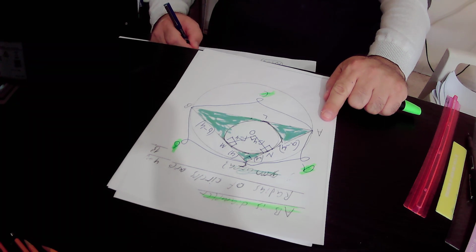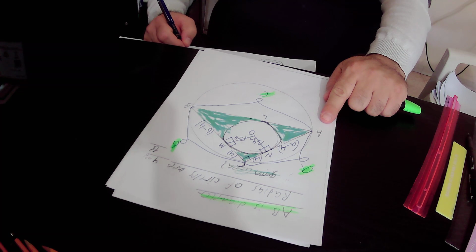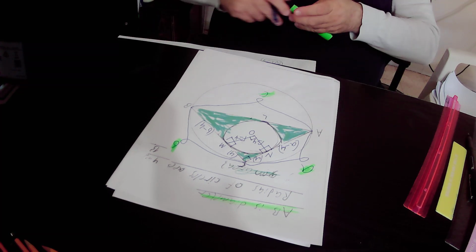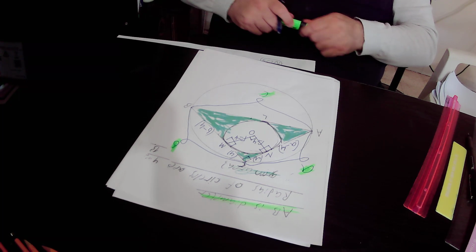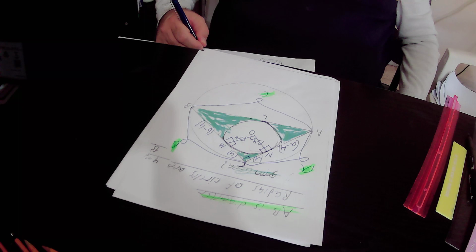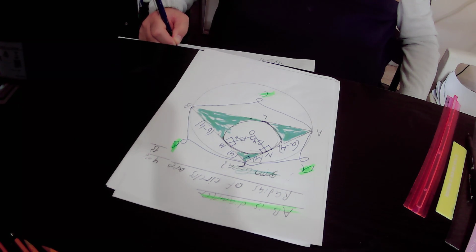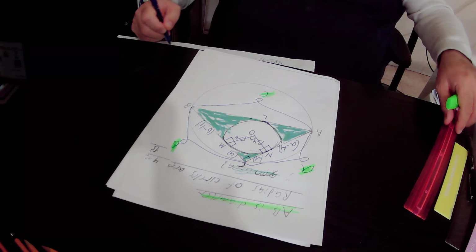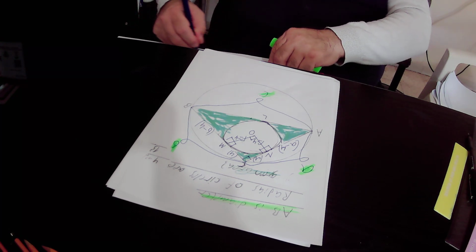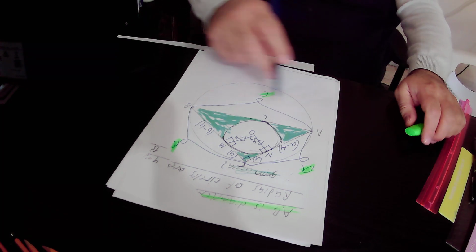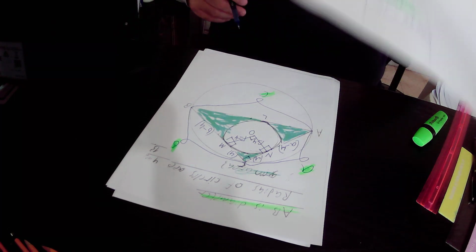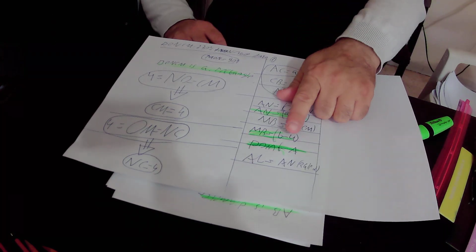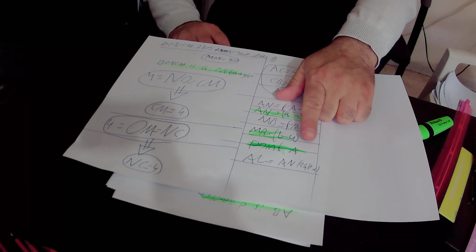From the common external point, point A, we have two tangents to the small circle. We have tangent AL and tangent AN. According to rule number 2, the lengths of those two tangents must be equal to each other. So here AL equals AN according to rule number 2.